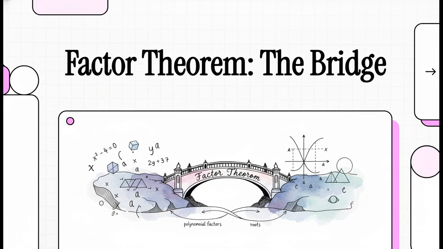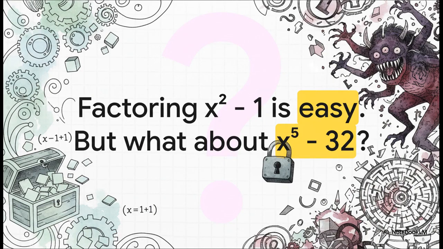And trust me, it's an amazing tool for taking problems that look absolutely impossible and just breaking them right down. So look, I'm sure you could factor x squared minus 1 in your sleep, right? Simple difference of squares, no problem. But what about this thing? X to the 5th minus 32. Uh-oh, suddenly our simple little patterns don't quite cut it. This is exactly why we need a better, smarter tool to find our way in.